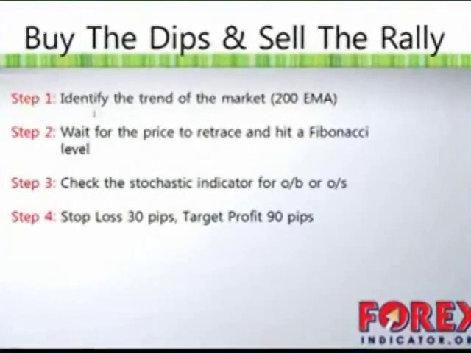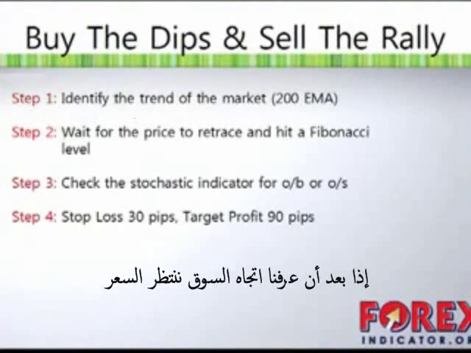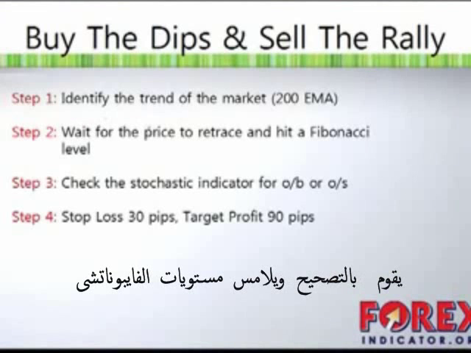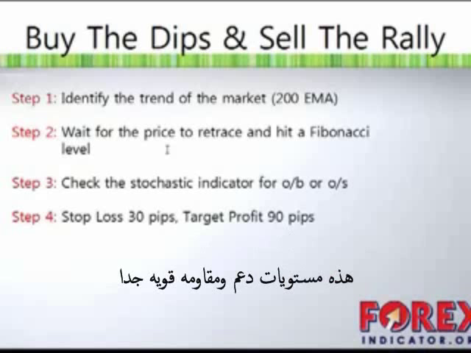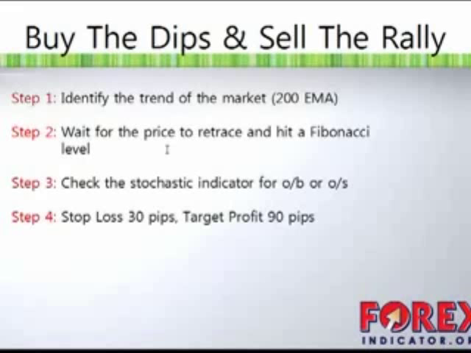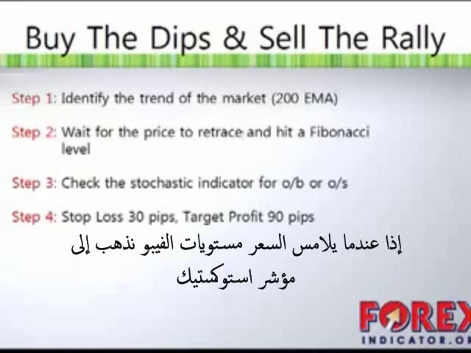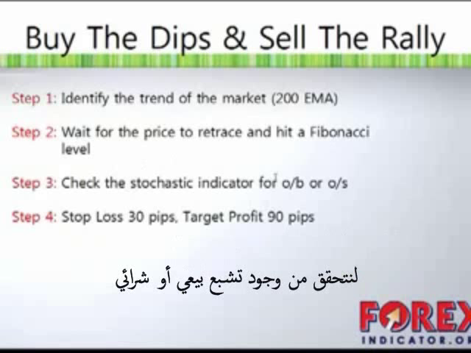Once you identify the trend of the market, you wait for the price to retrace and hit the Fibonacci level. The best will be the Fibonacci 0.382, 0.5, and 0.618. These are very strong support and resistance levels. Once the price hits the Fibonacci level, you go to your stochastic indicator to check whether it is overbought or oversold.